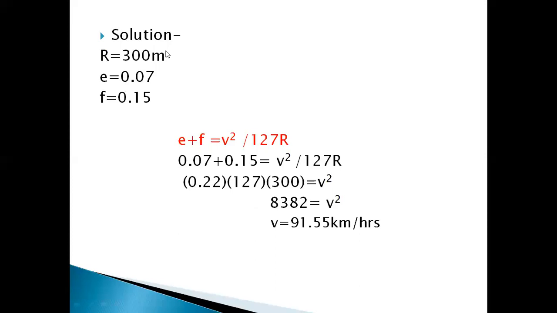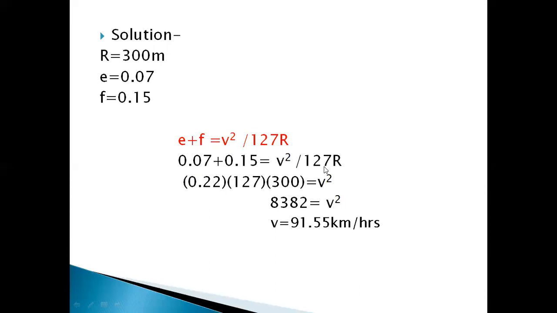Now we have to put the values. E is 0.07 plus F is 0.15 is equal to, we have to find out the value of V. Then V square divided by 127 into R. The value of R is 300.